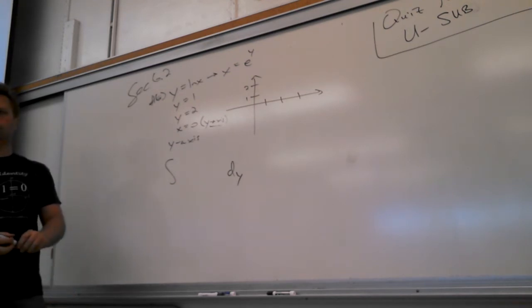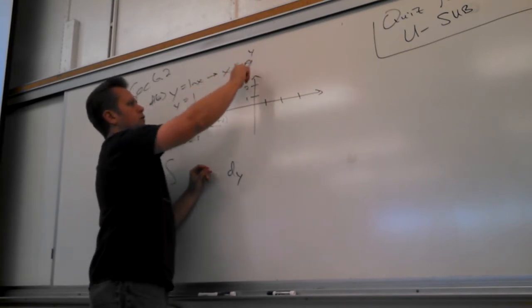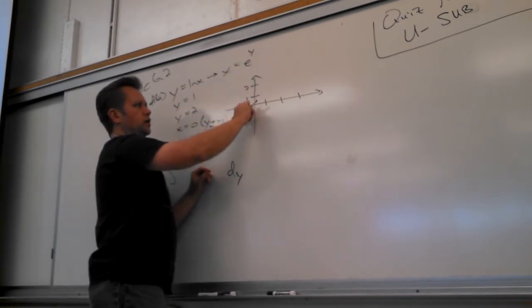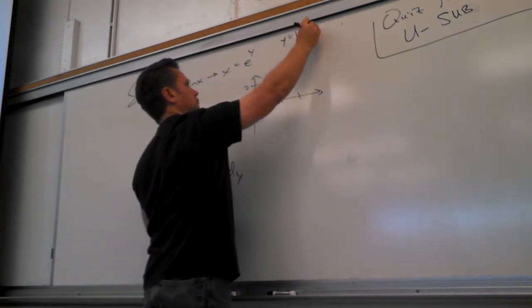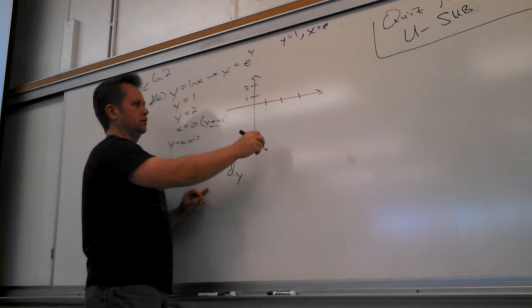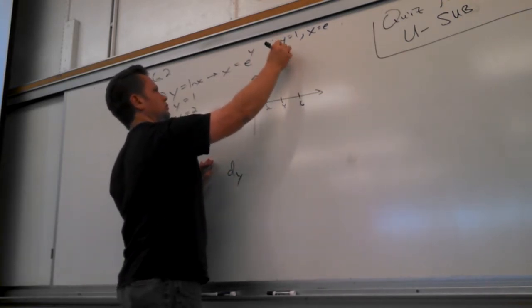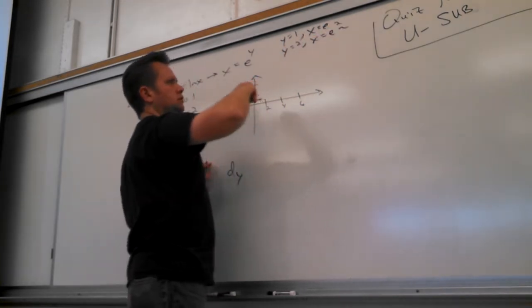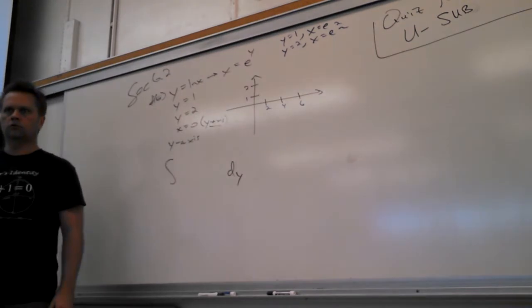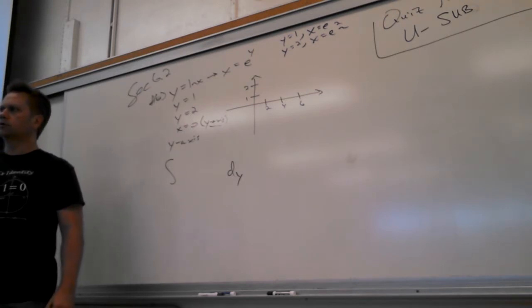So y equals ln of x, or x equals e to the y. So when y is 1, x is what? x is e. So I'm at e. So let's make this 2, 4, 6. And when y is 2, x is e squared, which is about 2.75 squared, like 4 or 5.3. It's almost 3, so it's more like 8 or something.